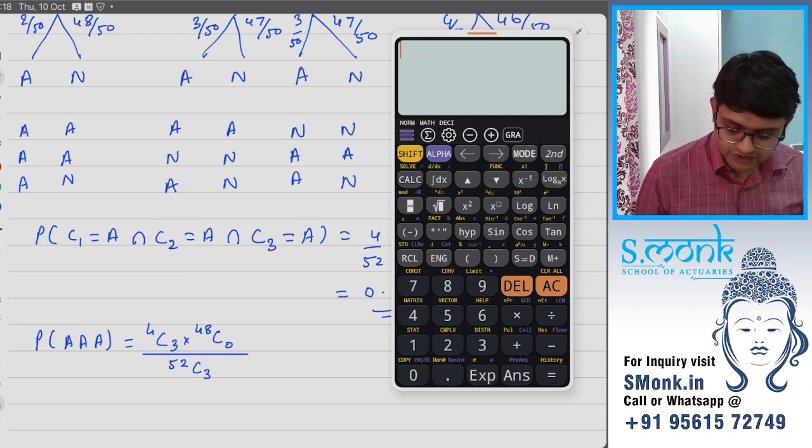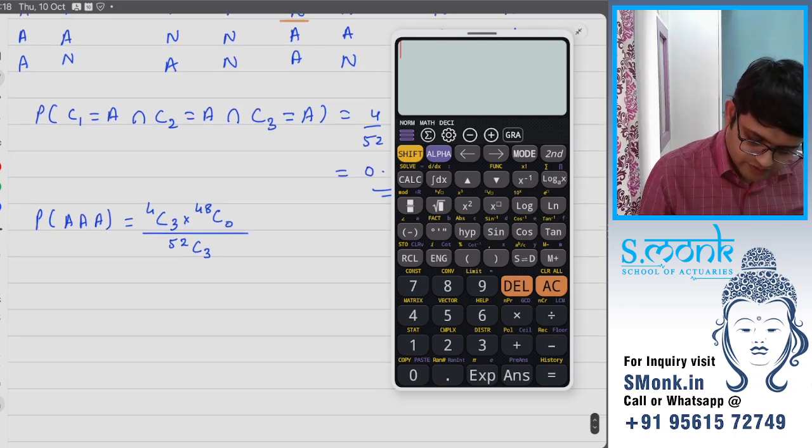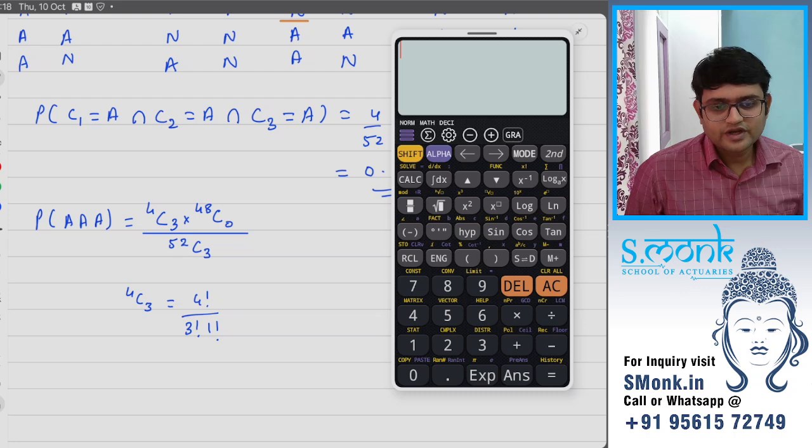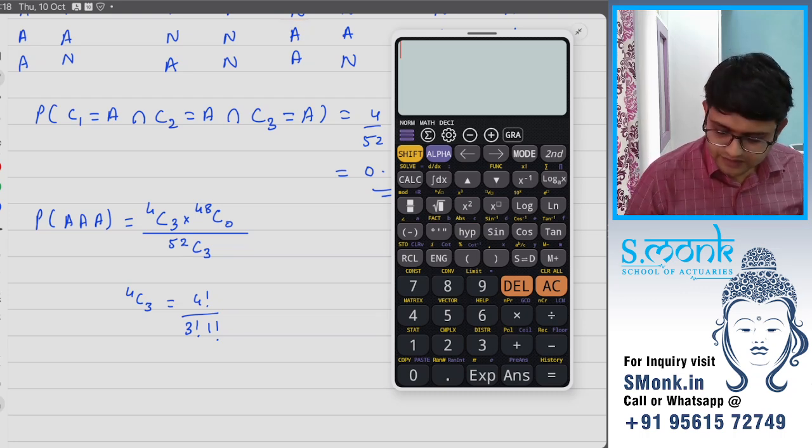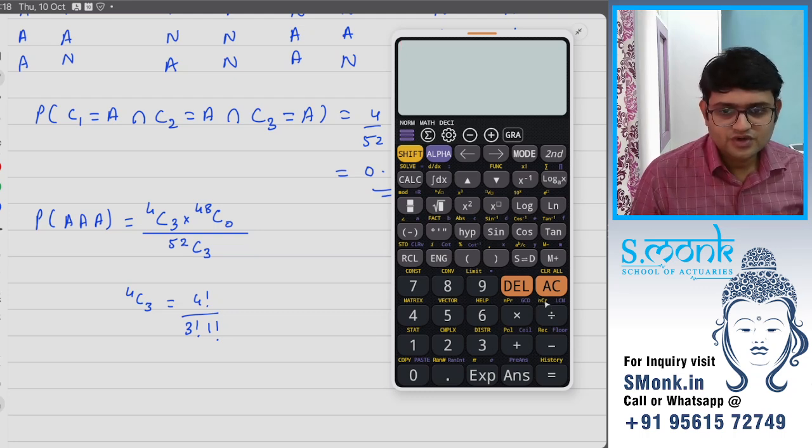calculate the combinations. Otherwise, if I say 4C3, 4C3 is going to be 4 factorial by 3 factorial 1 factorial, right? You can definitely solve it like this, but you directly have combinations here. If you see just above this division button in yellow, there is nCr written. So that is nothing but combination.